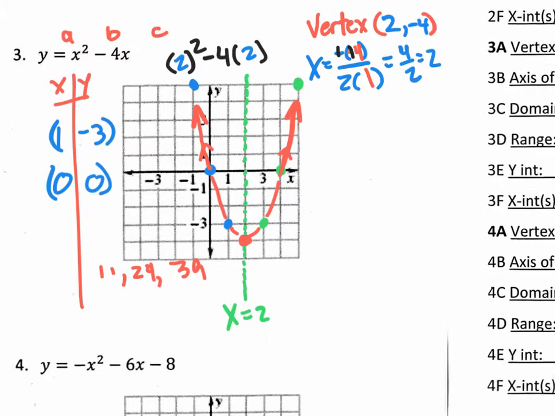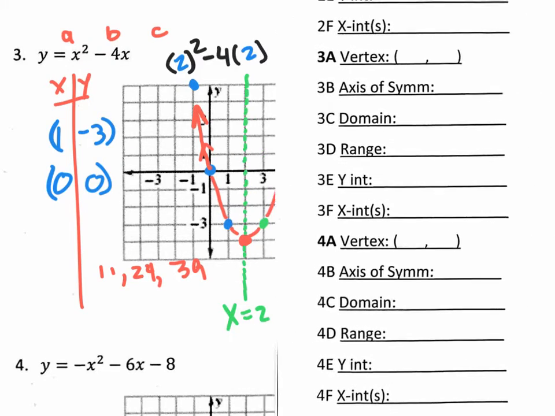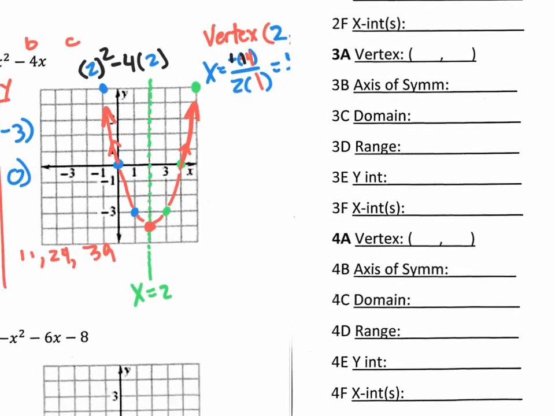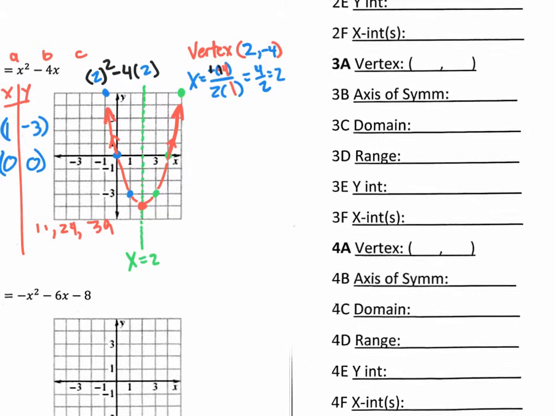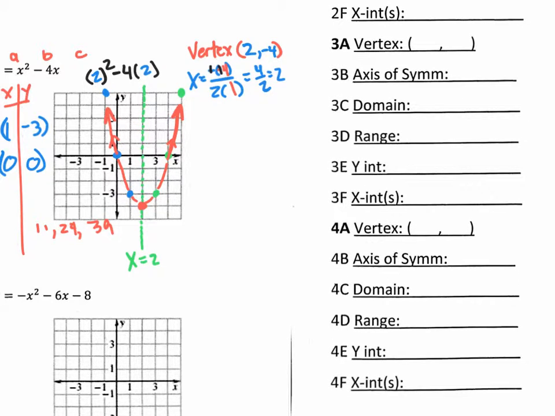Let's answer all the extra details about question 3 here. Okay, so let me see. The vertex was 2, negative 4. The axis of symmetry, that vertical green line, it's always x equals, and it's 2 in this case. The domain, what's the domain? X equals all real numbers. You need to have the x equals though, right? Don't just say all real numbers.